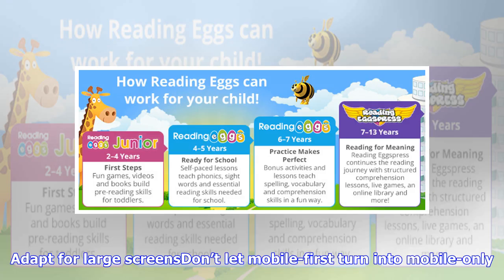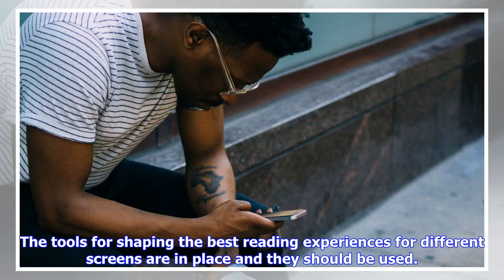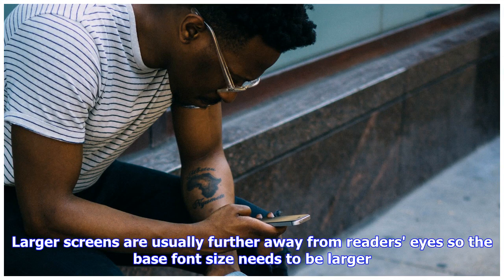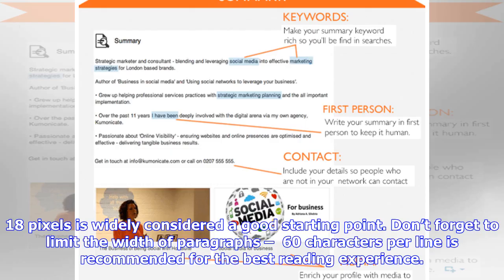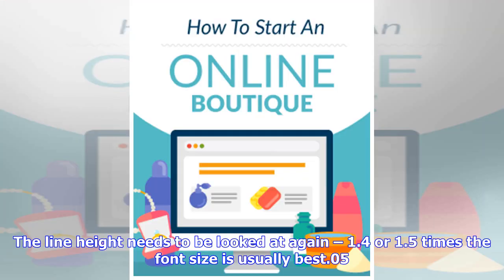Point 04. Adapt for large screens. Don't let mobile first turn into mobile only. The tools for shaping the best reading experiences for different screens are in place, and they should be used. Larger screens are usually further away from readers' eyes, so the base font size needs to be larger. 18 pixels is widely considered a good starting point. Don't forget to limit the width of paragraphs. 60 characters per line is recommended for the best reading experience. The line height needs to be looked at again. 1.4 or 1.5 times the font size is usually best.